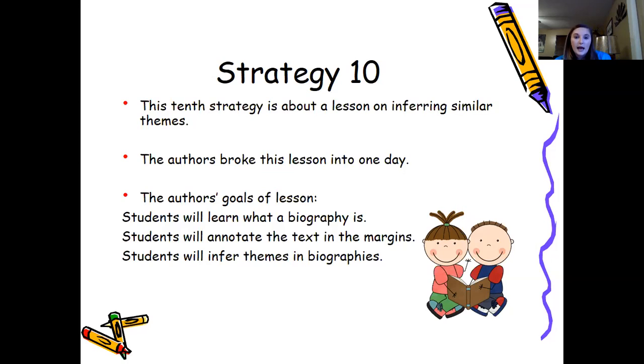I said it was one day, but really it needs to be 2 days just because it is kind of a bigger lesson. So I'll show you the book really quick, and we'll just break it up into 2 days.